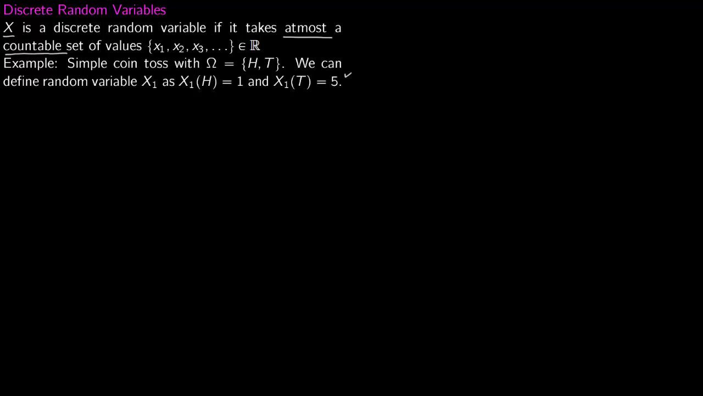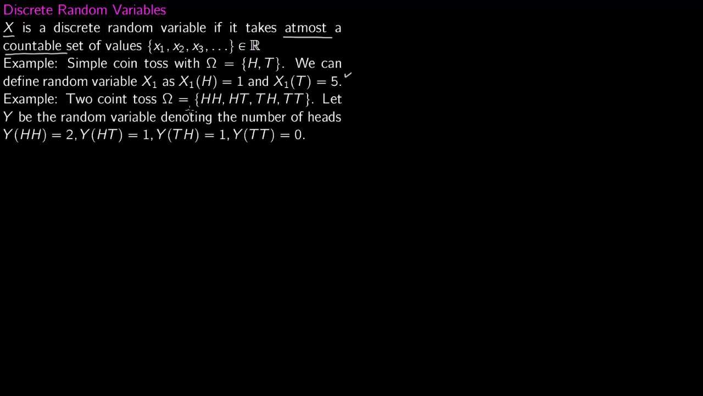You can talk about another example of two coin tosses. You have head head, head tail, tail head, or tail tail. And then you can define a random variable Y which counts the number of heads. You have Y of head head is 2, Y of head tail is just 1 head, Y of tail head is just 1 head, Y of tail tail is 0 heads.